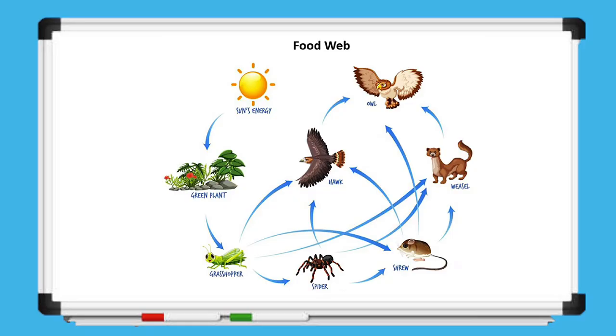Once again, the arrows indicate the direction of energy flow, pointing from the organism being eaten to the organism that consumes it. This illustrates that energy enters the ecosystem through producers and is transferred through different consumers along several interconnected pathways. Therefore, food webs provide a more complete and realistic representation of feeding relationships and energy flow than individual food chains.